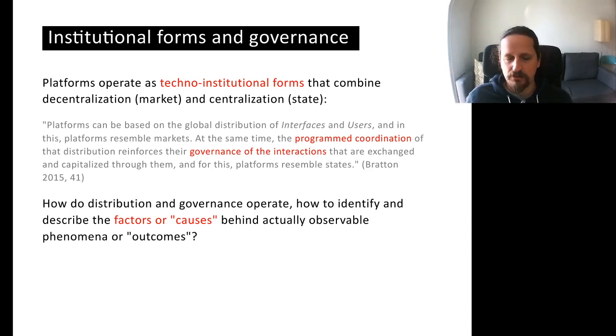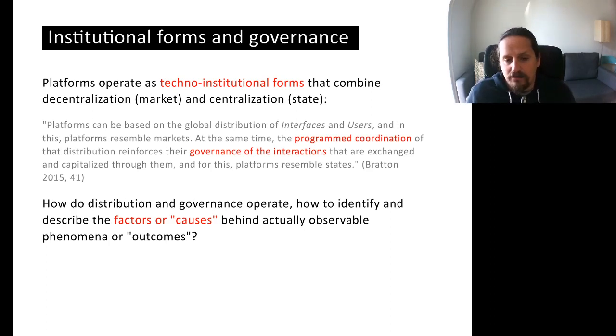So we can think about platforms as techno-institutional forms. And I really like this idea of Benjamin Bratton, that they sit somewhere between markets, so they decentralize. Almost everybody can upload a video to YouTube, but they also work a bit like states in the sense that they centralize, right? Everything then goes through the platforms. And he talks about programmed coordination or the governance of interactions, right? So that's very, very interesting.